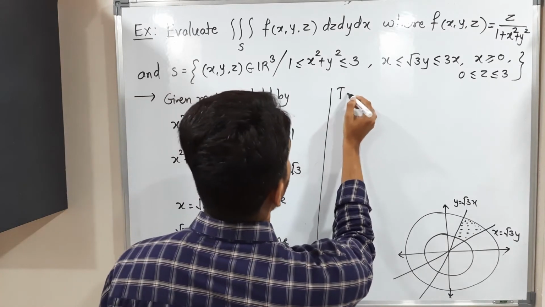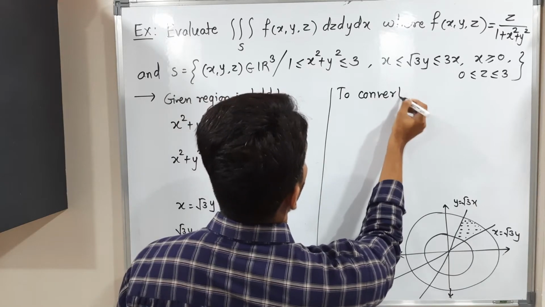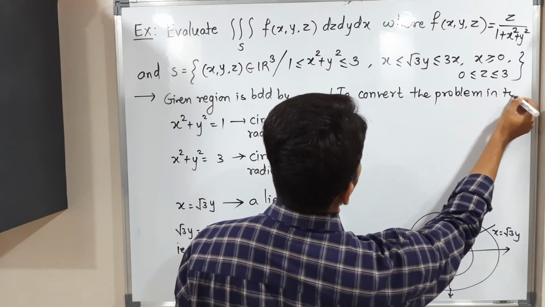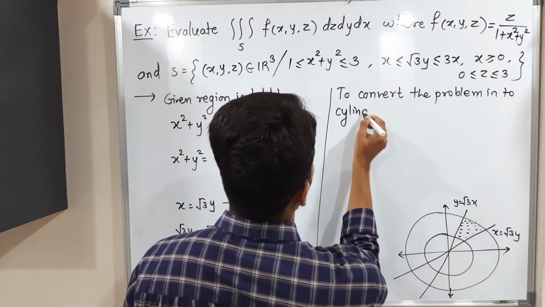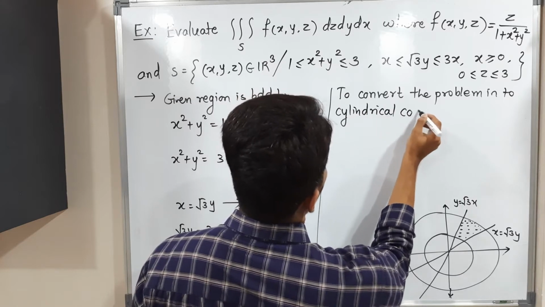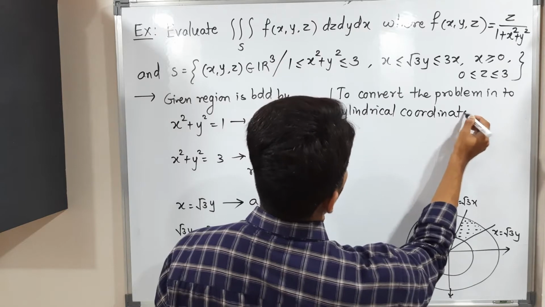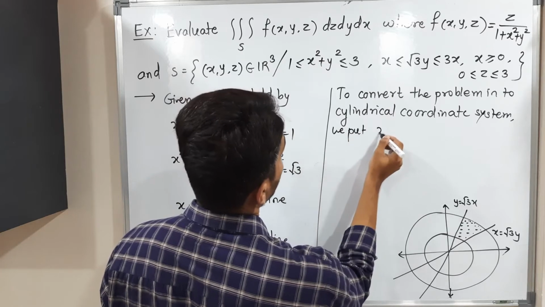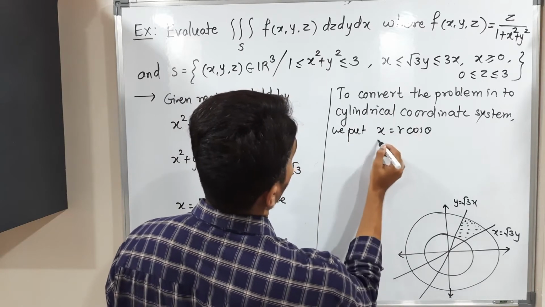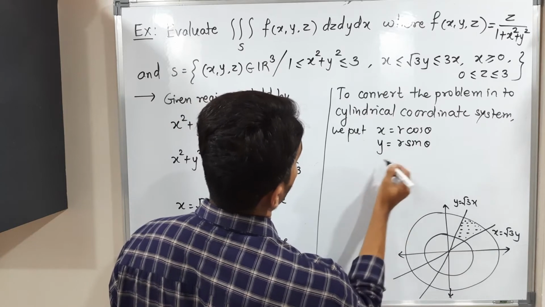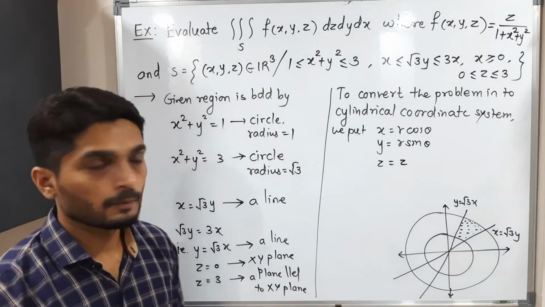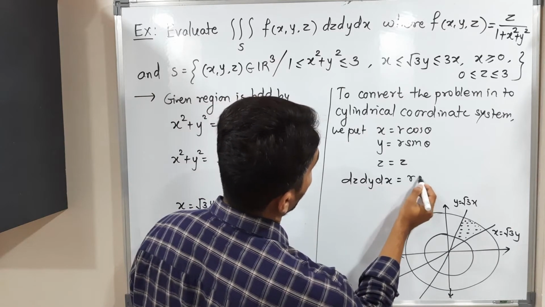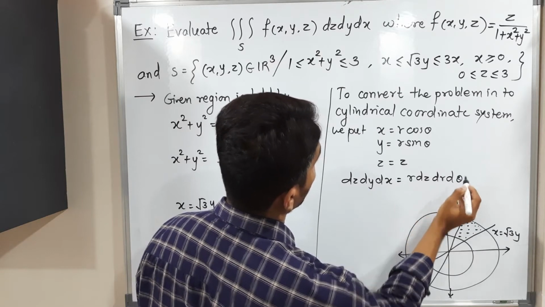Okay, to convert the problem into cylindrical coordinate system, we put x is equal to r cos theta, y is equal to r sin theta, and z is equal to z, right? And you know that dz dy dx is equal to r dz dr d theta.